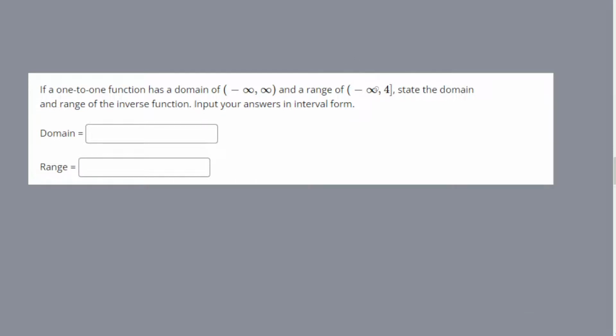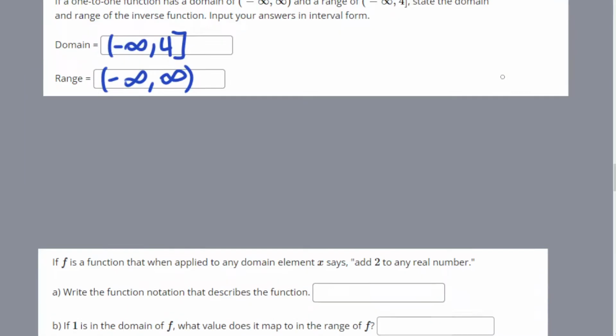Now, what we said before, where we flip it, is a little bit different here. We are still flipping, except we aren't flipping the individual things. We're saying now this domain is actually going to be our range. So -infinity to 4, and close bracket there. And then our range is going to be -infinity to +infinity. So we don't flip the insides, but we flip what our domain is and our range is.